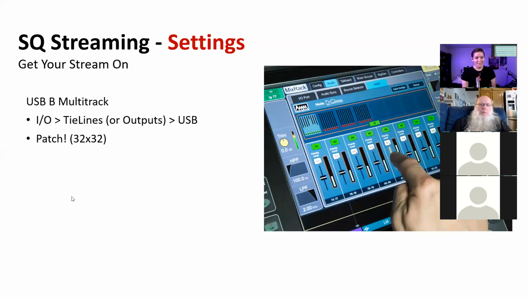Okay, so we want to make sure we get our patching correct. We've set our sample rate. We've made sure all that's good. We've decided on how we want to get it there. We've patched it, so we should be getting stuff. Now what?